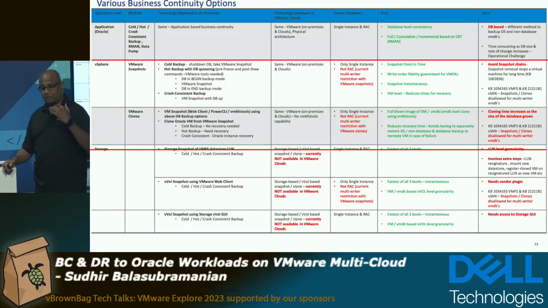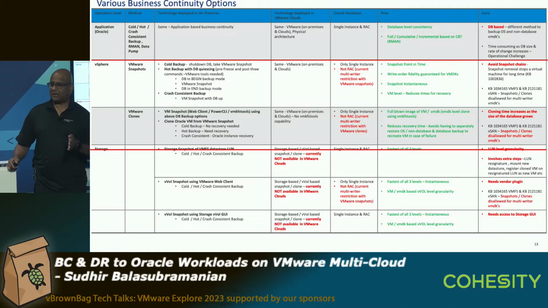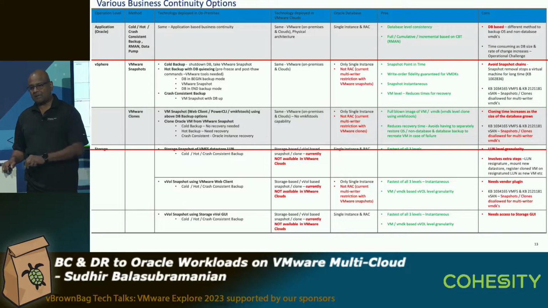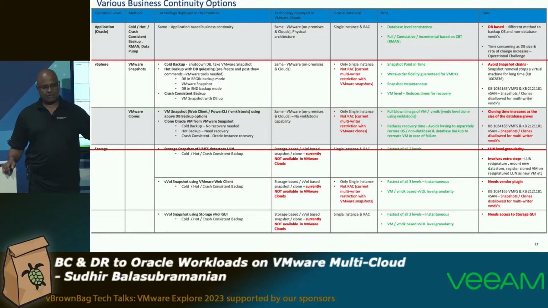But now you have other options as well. You could use VMware snapshots. You could use clones. The first question that any Oracle guy would ask me is, that's great, that's beautiful, but do snapshots and clones guarantee right order fidelity? That's important. Will the blocks arrive in the right order of time? The answer is a resounding yes.